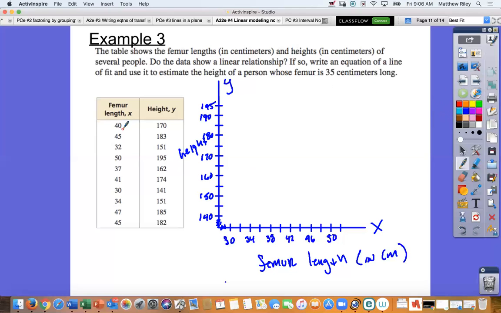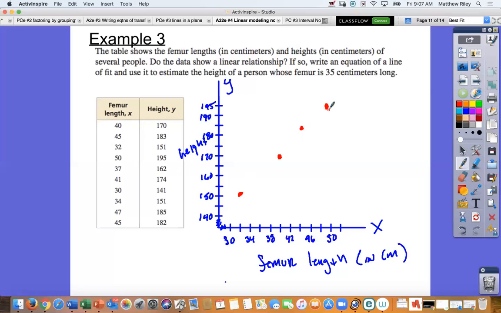So when my femur length is 40, my height is 170. So 40 to 170 looks like it's going to be about right here. 45 and 183, again, is about right here. Doesn't have to be perfect. So 32, 151, and 50, 195.